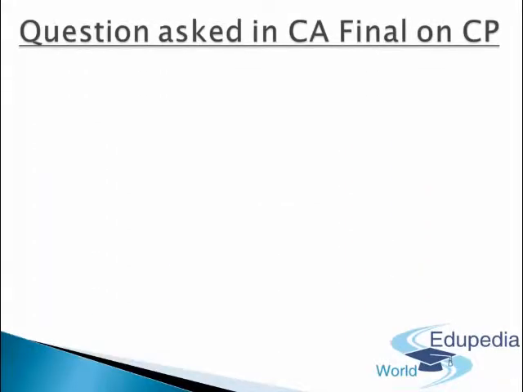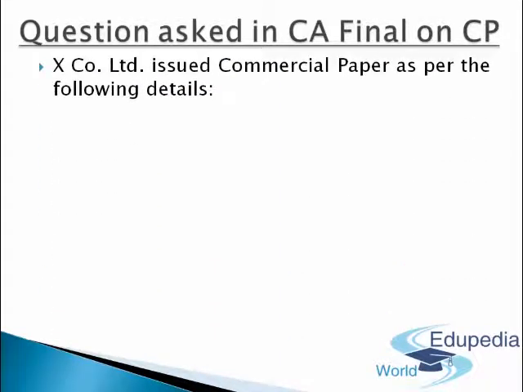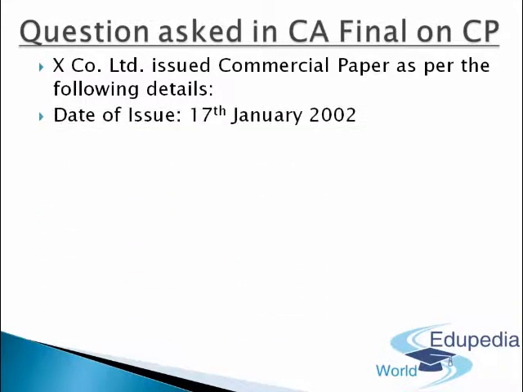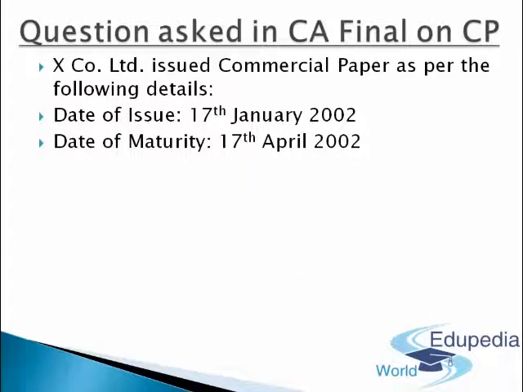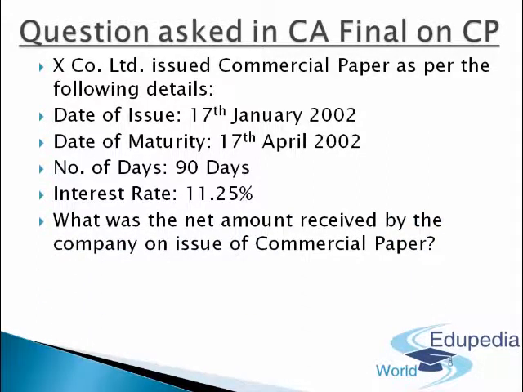This is the question which has already been asked in CA final examination on commercial paper. X Limited Company issued commercial paper as per the following details. Date of the issue is 17th January 2002. Date of maturity is 17th April 2002. Number of days is 90. Interest rate is 11.25. What was the net amount received by the company on issue of commercial paper?